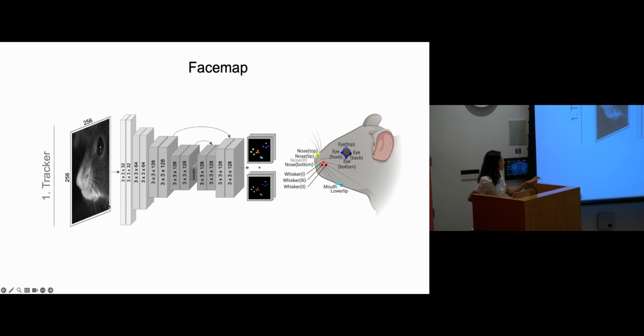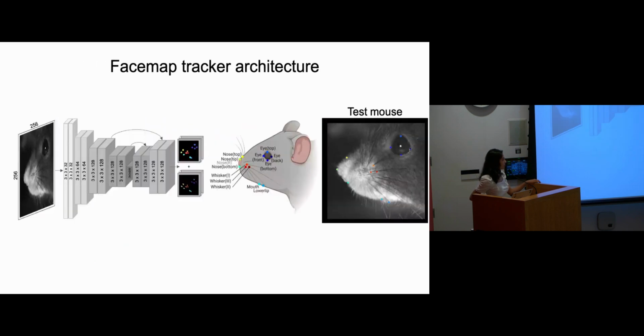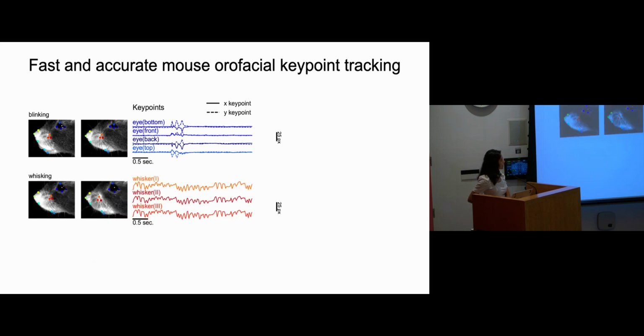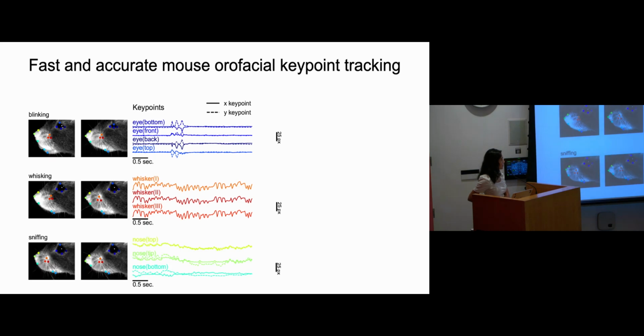This came after a bunch of trial and error and also benchmarking against these tools. Here's what the tracking looks like on the mouse face. You can see this is on a test mouse, which I would say is very similar to the other mouse datasets in our lab and the dataset we trained on. The model was trained on about 2,400 frames, and there are about 15 keypoints. Here you can see some of the keypoint tracking over time for the eye keypoints, the whiskers, and nose keypoints.